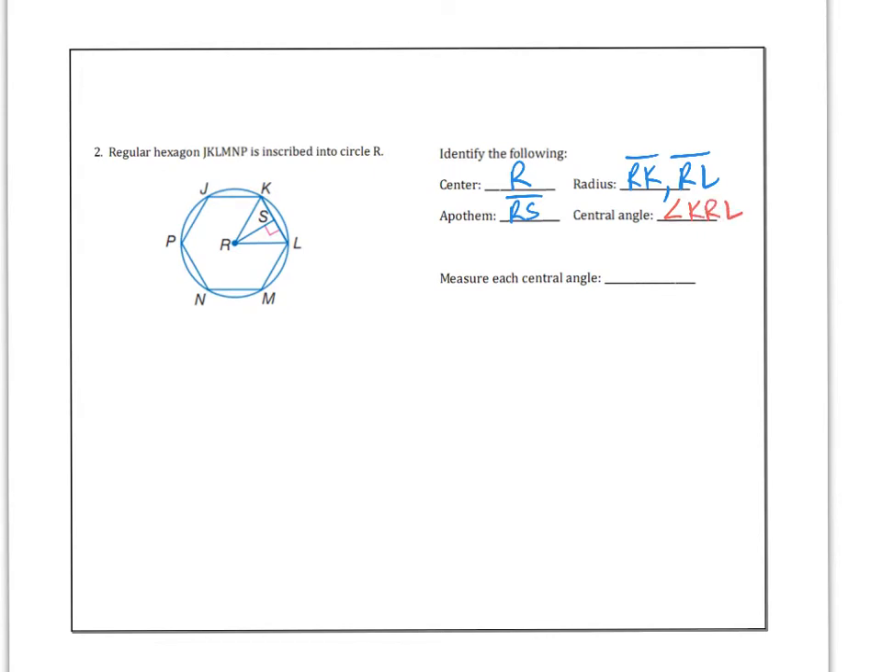And to find the measure of those angles, like this angle right here, first you have to know how many sides you have. Now you can see here we have a hexagon. A hexagon is 6 sides. And so if we take 360 degrees divided into 6 parts, we get 60. So each central angle would be 60 degrees. So if I draw that in, here we have 60, 60, 60, 60, 60, 60. They would all together add up to 360.